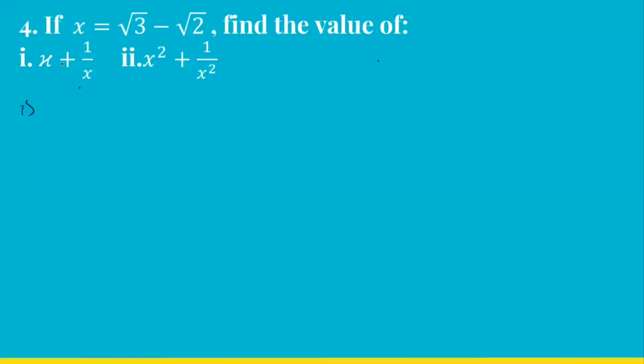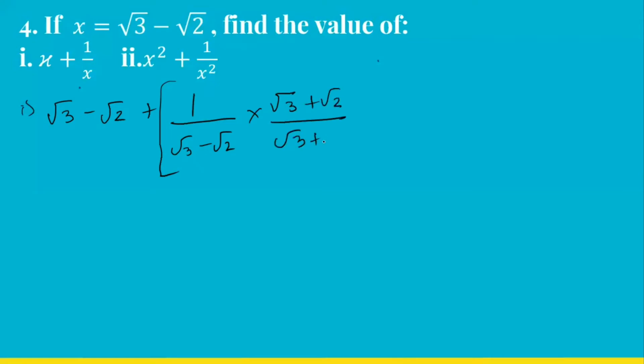So let us write the value of x, which is root 3 minus root 2, plus 1 upon x, which is going to be 1 upon root 3 minus root 2. Let us rationalize this part. When we rationalize, the rationalizing factor is root 3 plus root 2 upon root 3 plus root 2. Let us simplify it further.